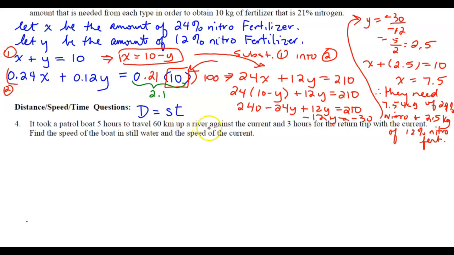So up a river against the current, it took 5 hours and 3 hours for the return trip with the current. Find the speed of the boat in still water and the speed of the current. What it means is if you were just in a pool that had no current, if that patrol boat was just going along without the current, what's that speed? When you put it in the river, with the current you will add on, and against the current, you will subtract the current speed.